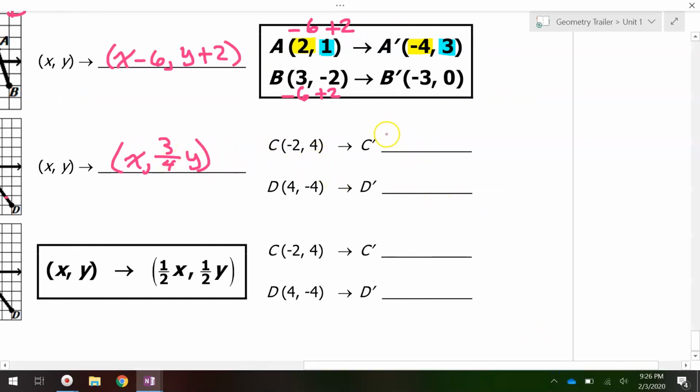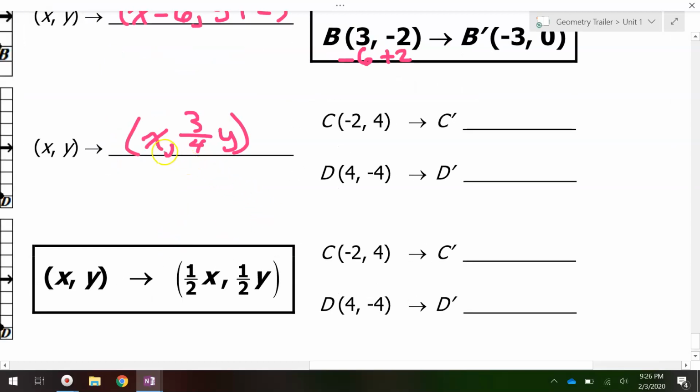So the x values are staying the same, people. I think I'm going to use a finer pen for a second. All right, the x value is staying the same. So that means for C prime, we're going to stick with the -2, and we're going to stick with the 4. All right, however, we have to multiply the y value by 3/4. So off to the side here, I'm going to do 3/4 times 4. Now the quickest thing to do is just to cancel these 4's out, and you immediately see it's going to be a 3.